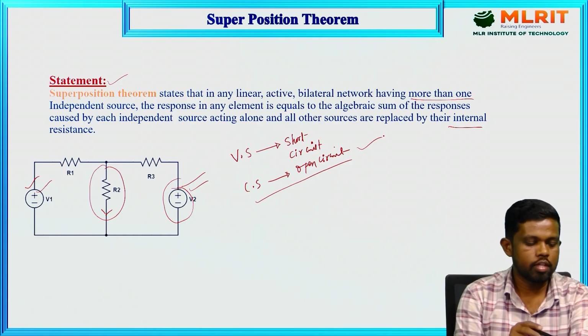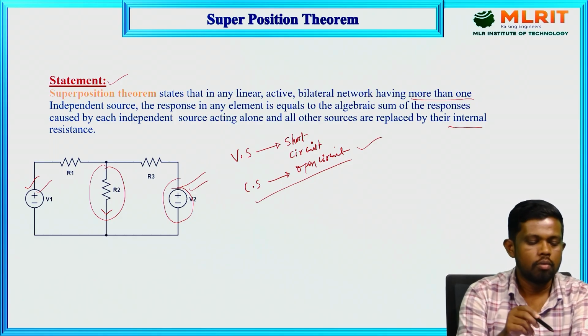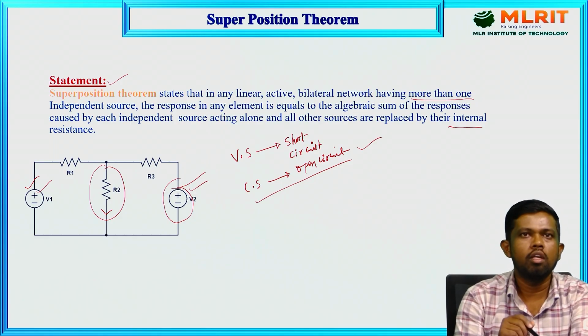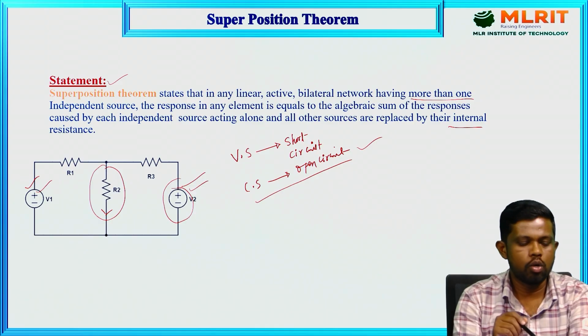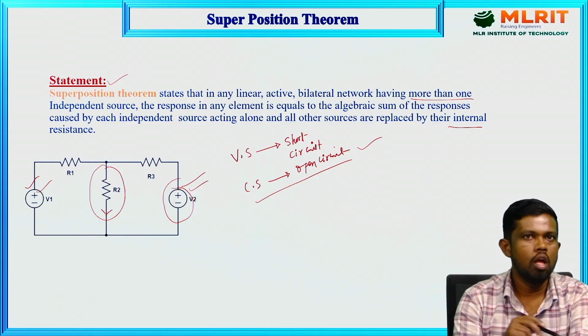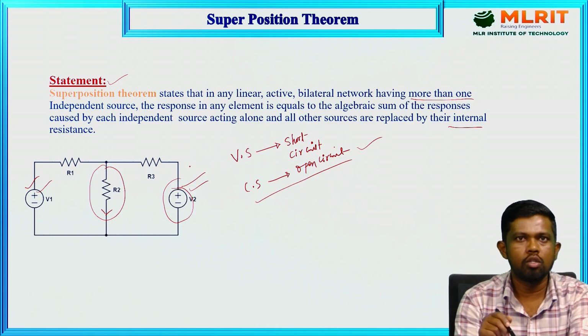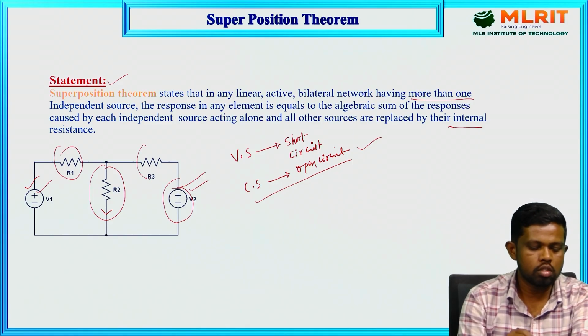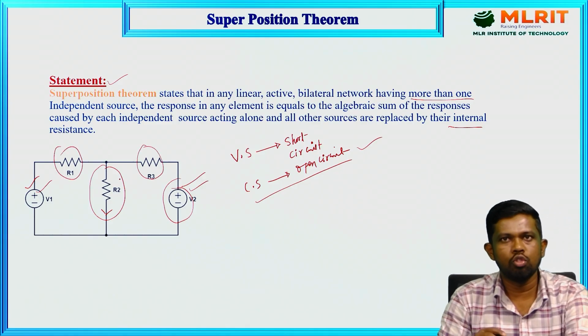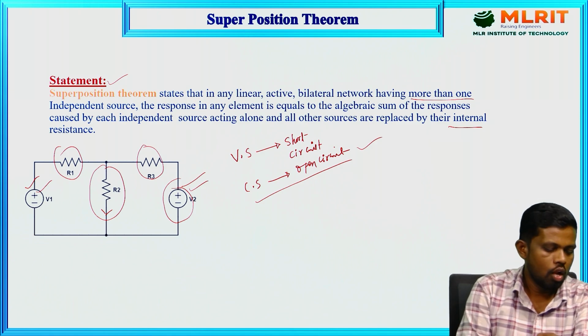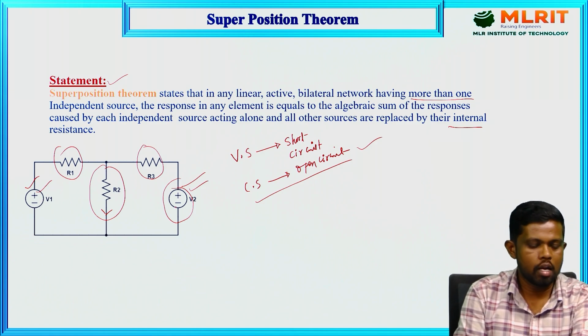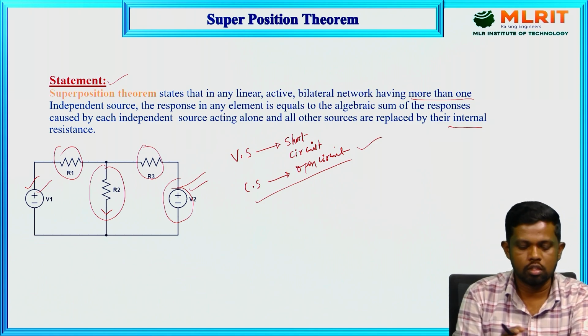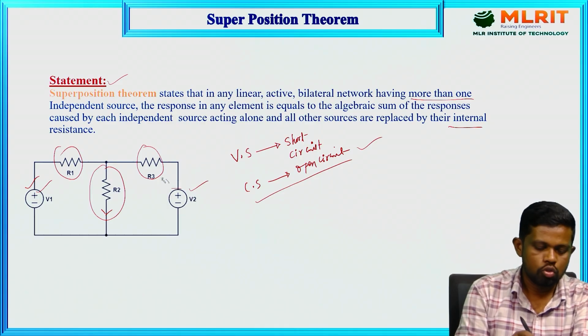So this is the statement of the superposition theorem. The superposition theorem simply states that in any linear bilateral two-terminal network consisting of two or more independent sources, the response in any one branch equals the algebraic sum of the responses caused by the individual sources acting alone, while the rest of the sources are replaced by their internal resistance. So that is the statement of the superposition theorem.